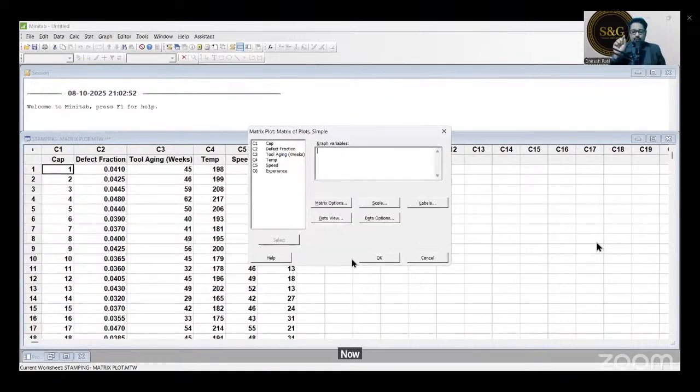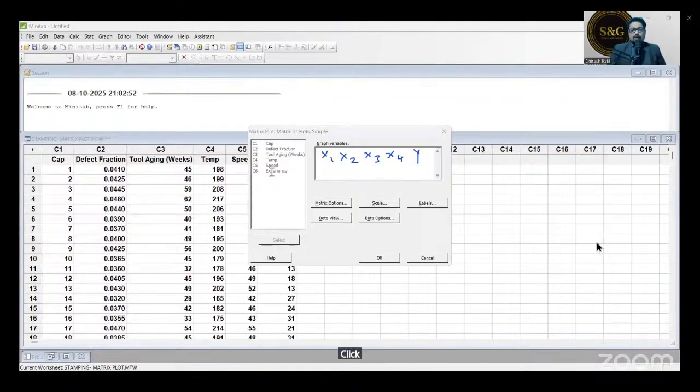Now here, there is a very interesting way you have to select the data. You select the data in the sequence x1, x2, x3, x4, and then y. You can change the sequence of x1, x2, x3, and then the y. Okay. So here, let's do this.